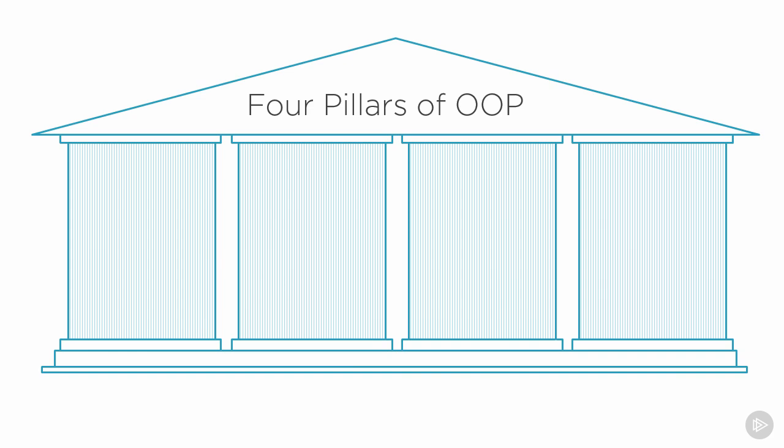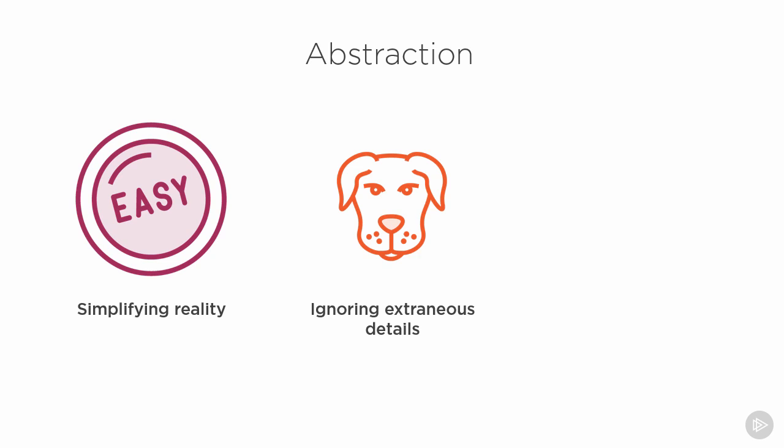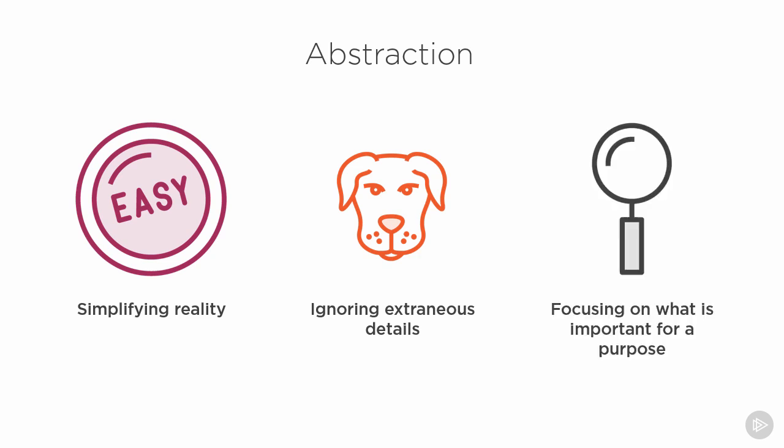This course also identified the 4 pillars or characteristics of object-oriented programming: abstraction, encapsulation, inheritance, and polymorphism. Abstraction describes an entity in simple terms, ignoring the irrelevant details. It reduces complexity by focusing only on what is important for the purpose of this specific application.